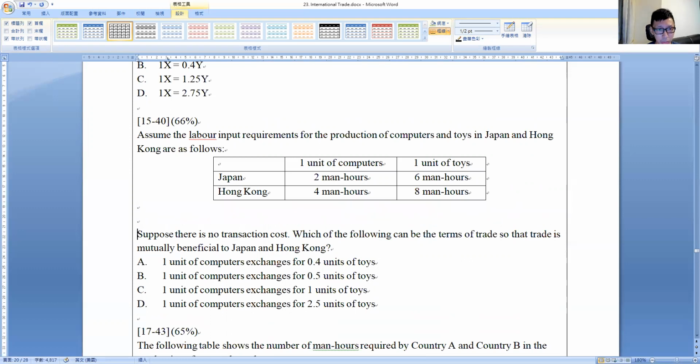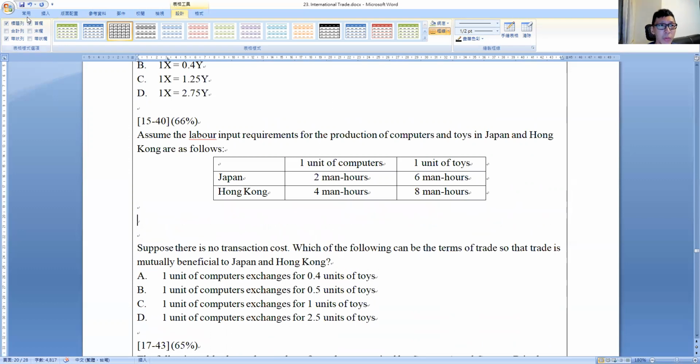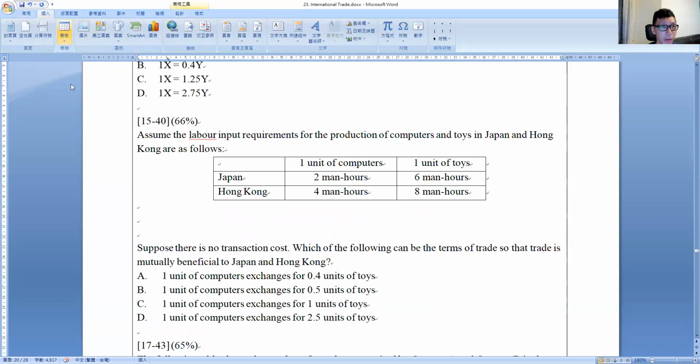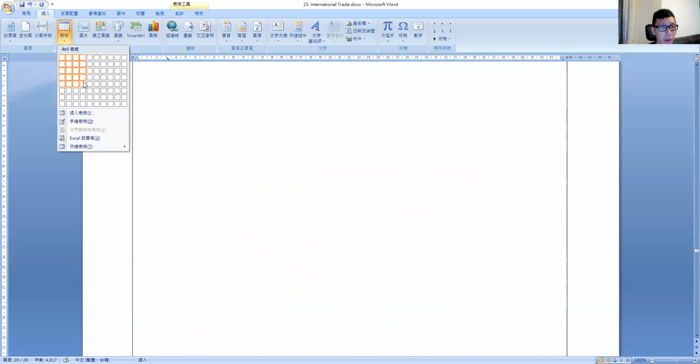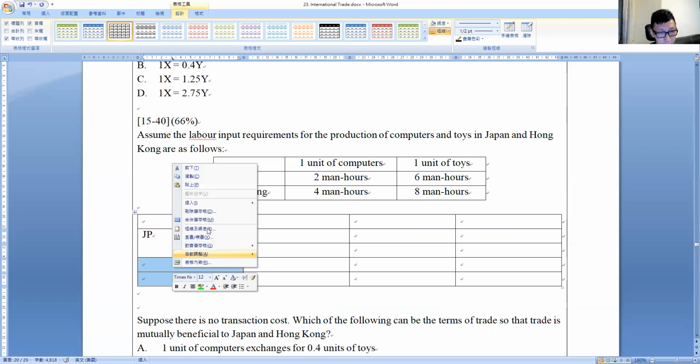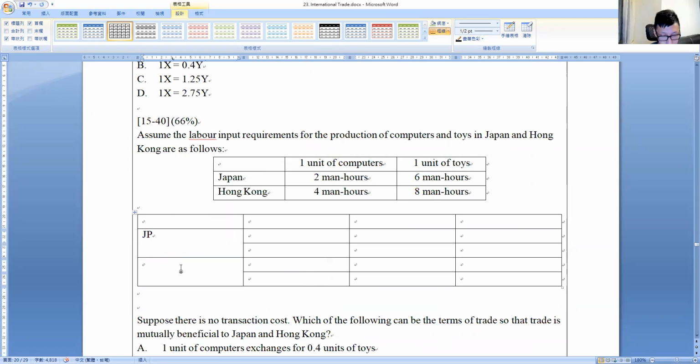Now as usual, it's boring, but we just stick with the format that we know. This is Japan, and this would be Hong Kong. Here we have computer, toy, resources.